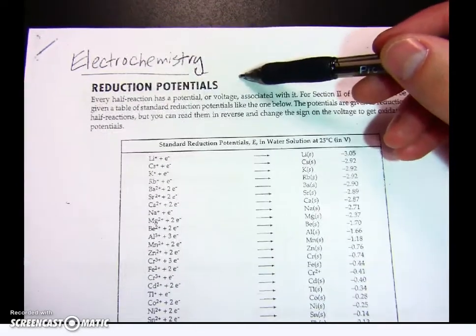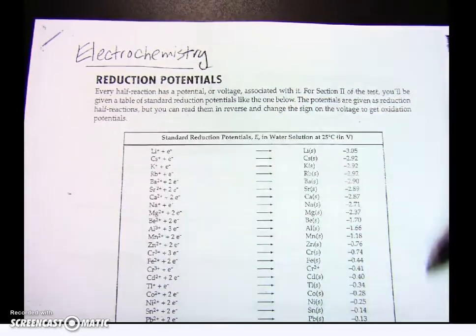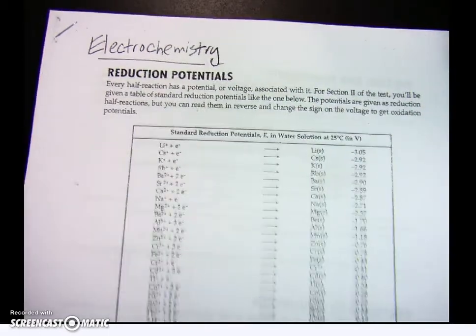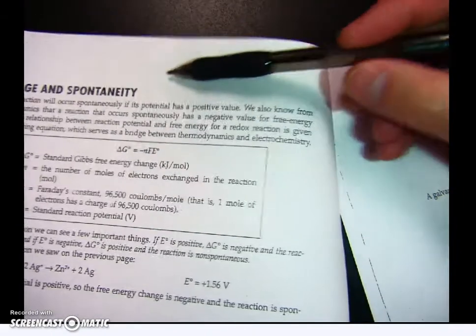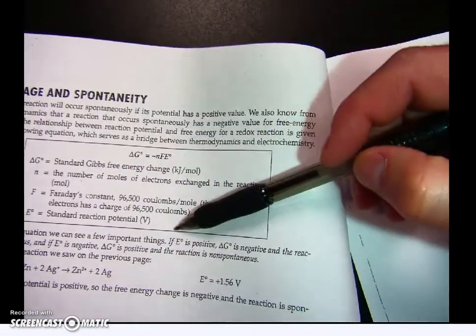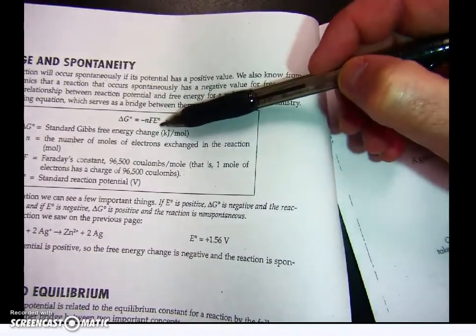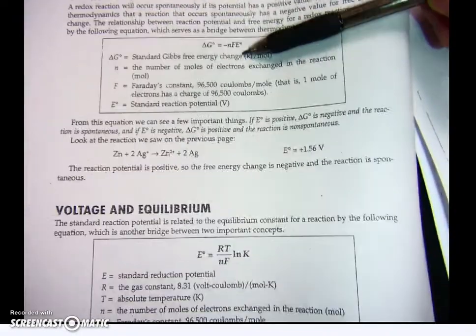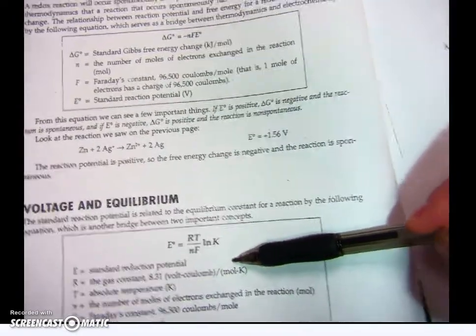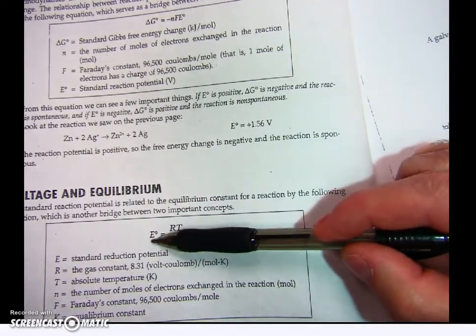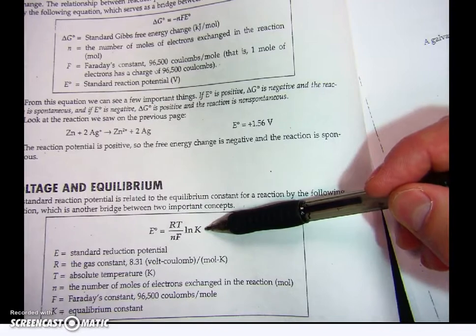You'll be taking all of your notes, probably on this handout here from class, in which we have all of the different types of electrochemistry. It also talks about what voltage is, as well as how it relates to free energy, the spontaneity of a chemical reaction. We also have your handout which talks about the voltage potential and how it relates to the equilibrium constant for a given chemical reaction.